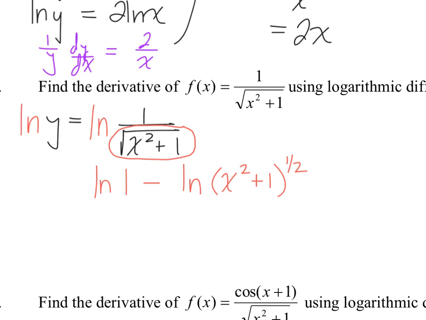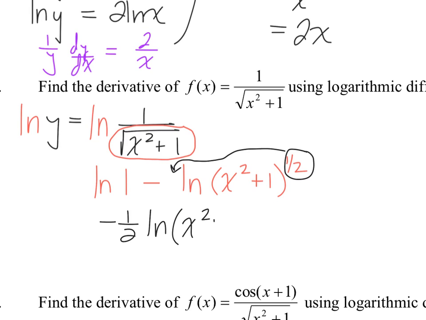All right, natural log of 1 goes to 0. All right, so I'd be looking at negative 1/2, because this is a power rule case. Negative 1/2 ln of x squared plus 1. And that would be equal to ln of y. All right, so we've cleaned it up. Now we could use differentiation techniques to get our derivative.